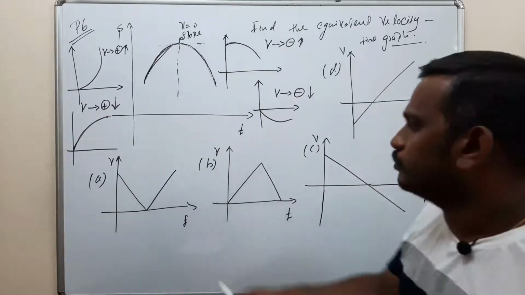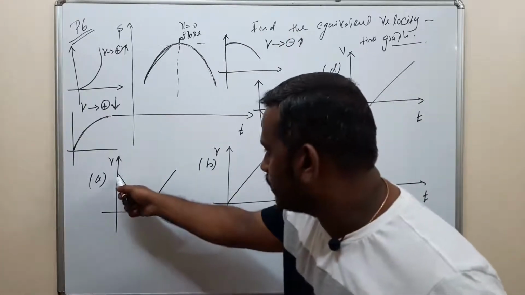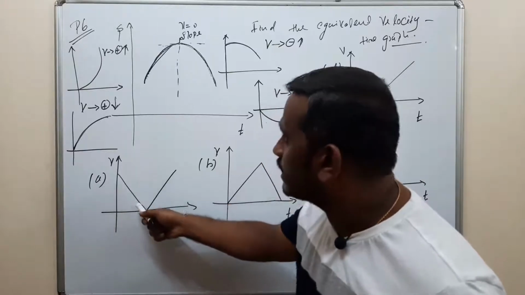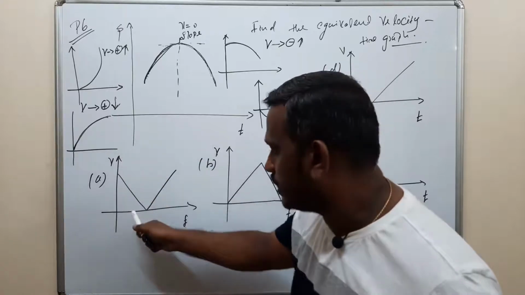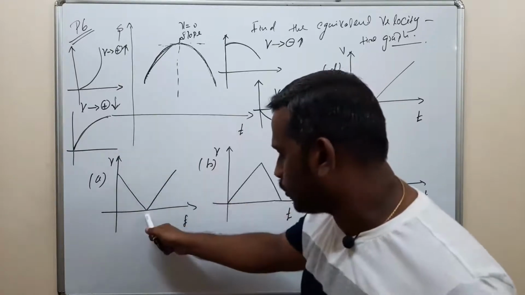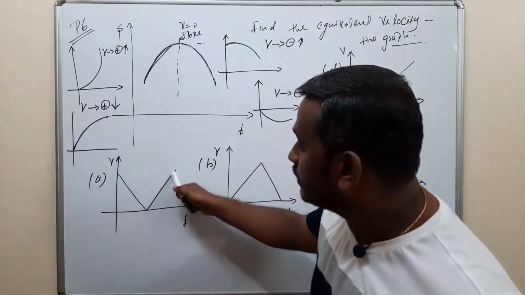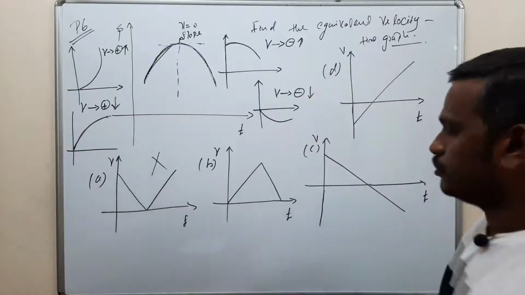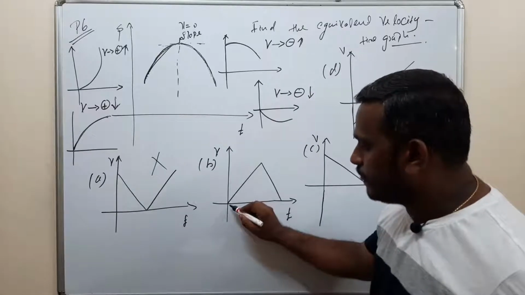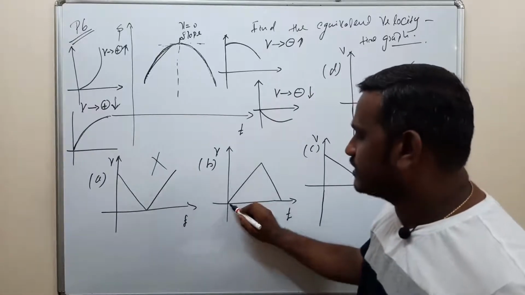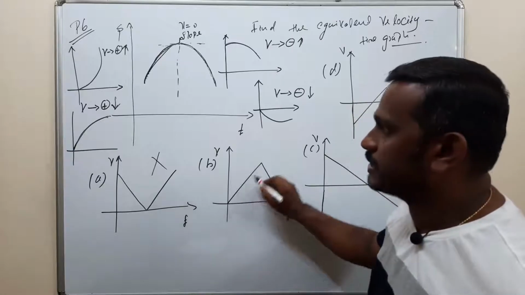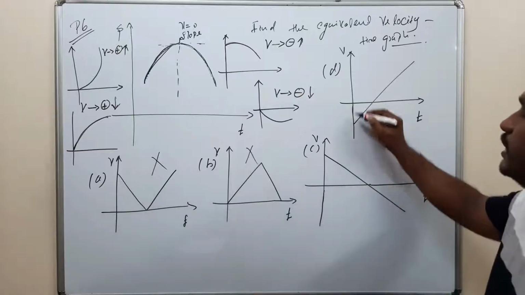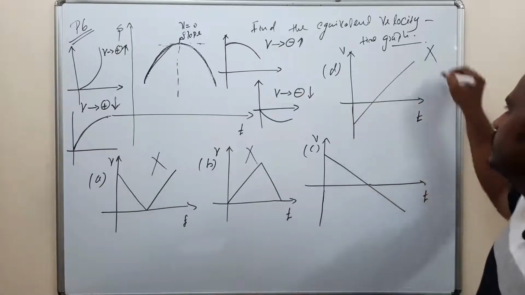Now compare the options. In this graph, velocity is first positive and decreasing, becomes 0 at this point, and then again positive. So this is not the option. In this option, velocity is 0 and then positive increasing, so this is not the option. Here, initially the velocity is negative, so it is not the option.